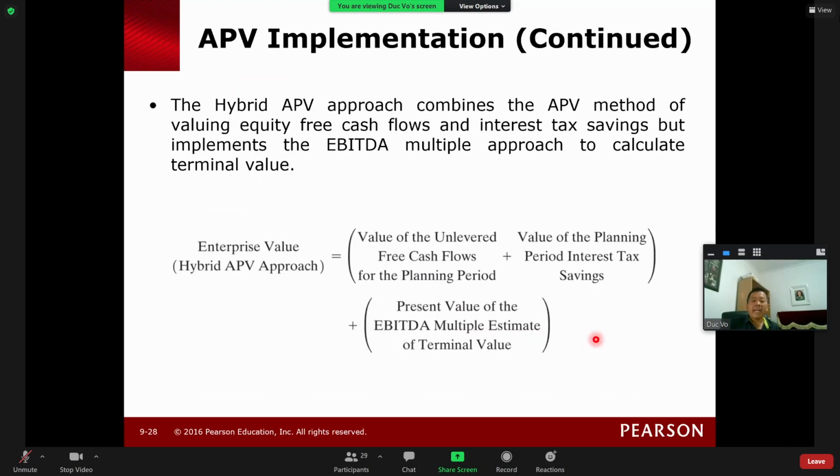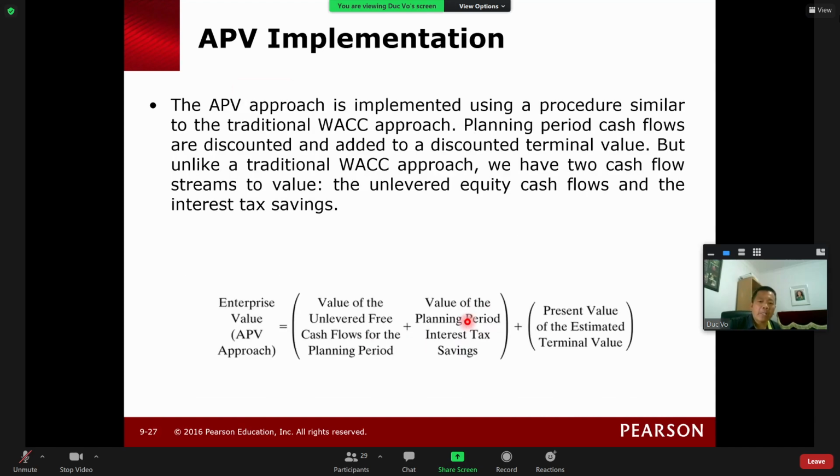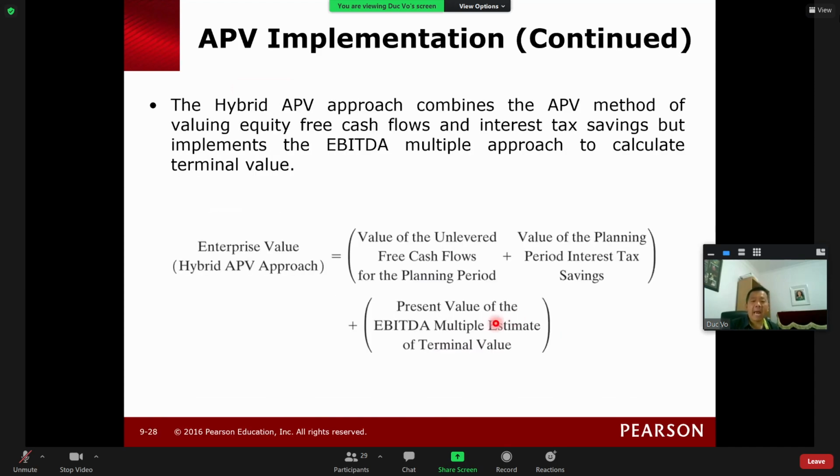Again, you are facing the hybrid APV approach. For the 5 years, the planning period, the method remains the same. But for the remaining terminal value, you are not using the dividend growth model, but you use the EBITDA multiple. That's why they call it hybrid. If you go back to here, you can work out this terminal value using the Gordon growth model, whereas for here, you use the EBITDA multiple in order to work out the terminal value.